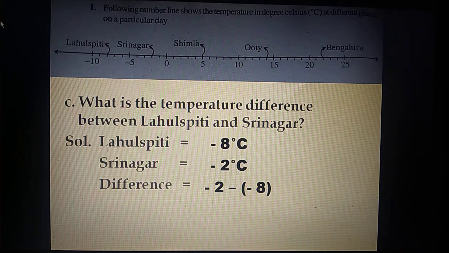Subtract the 2, open the bracket, change the sign. Now, one is negative, one is positive. We will subtract the 2 and the answer will have the sign of the greater value. That is 6 degrees Celsius. So this is a temperature difference between the mentioned cities.